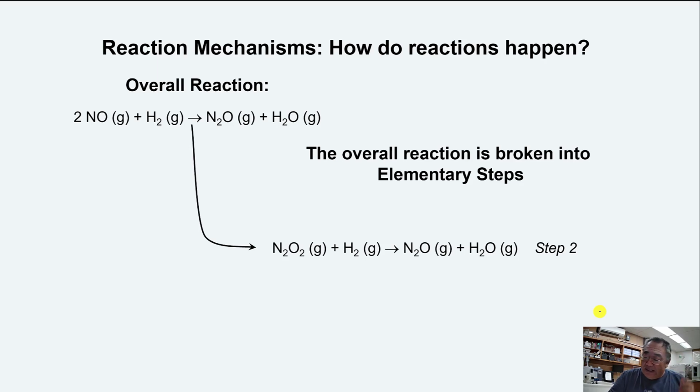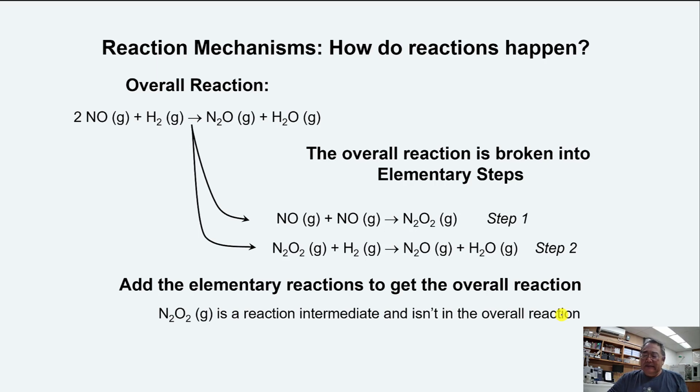So I have an overall reaction, and it's broken into what are called steps or elementary steps, the technical term for these things. Each step has its own associated rate constant. Each one has a K value. When you add the elementary reactions to get the overall reaction, the stuff that doesn't show up in the final reaction are known as intermediates. In this case, it gets made and used up during the course of the reaction. Those are known as intermediates.